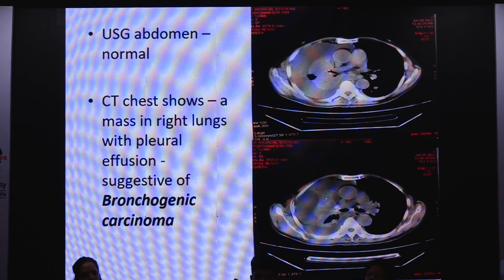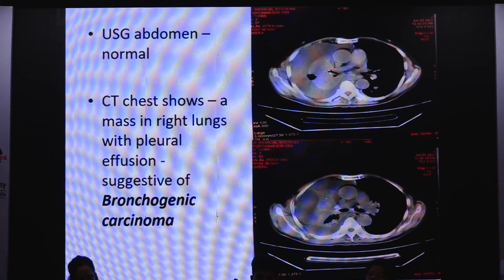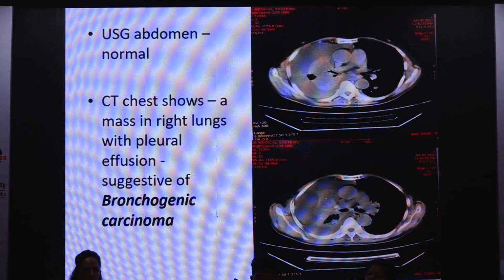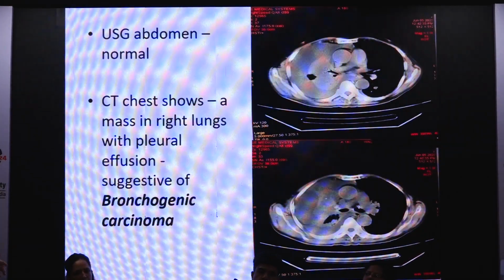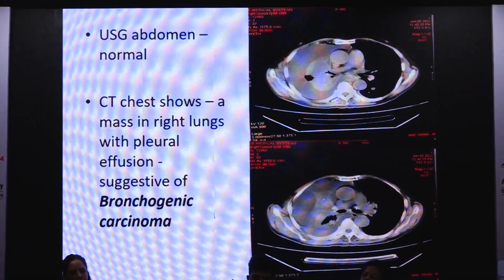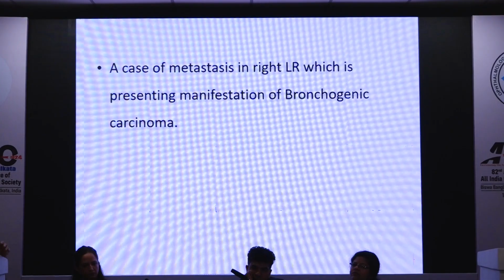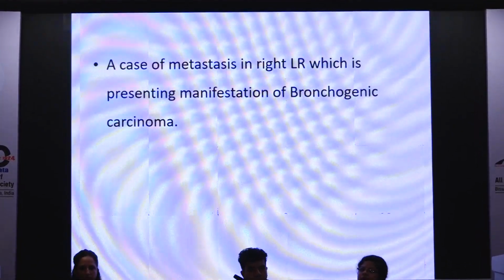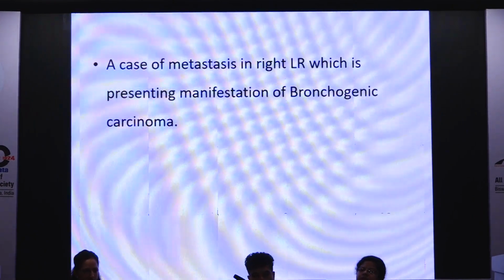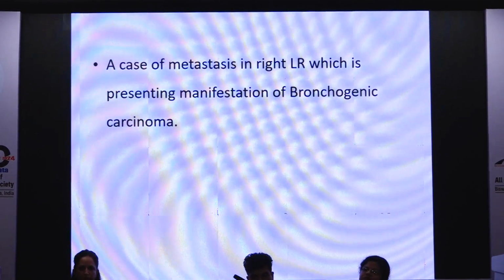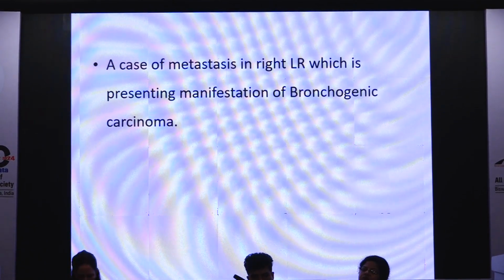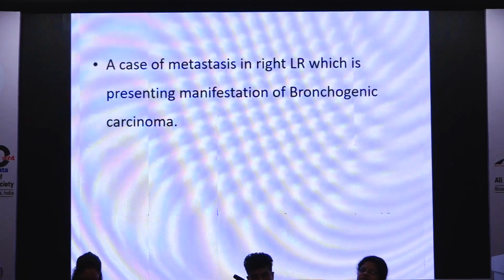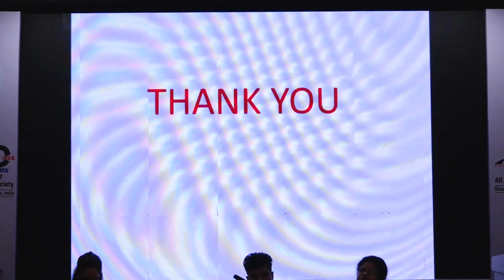So keeping that in mind, we looked for the primary in this patient. The ultrasound abdomen was normal, but the CT chest was suggestive of bronchogenic carcinoma. So this is a case of bronchogenic carcinoma presenting as a metastasis in the lateral rectus muscle, presenting clinically as a marked restriction of abduction and a restrictive limitation of movement. Thank you.